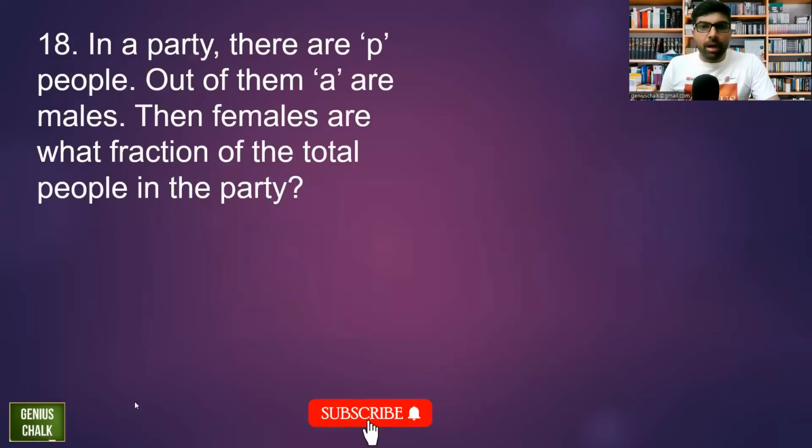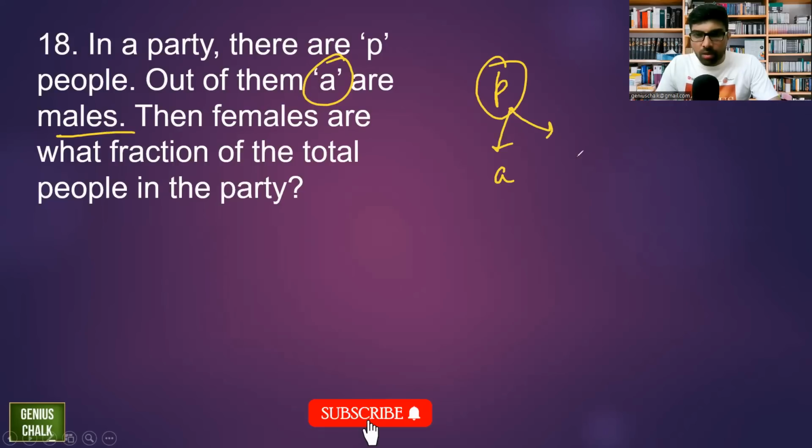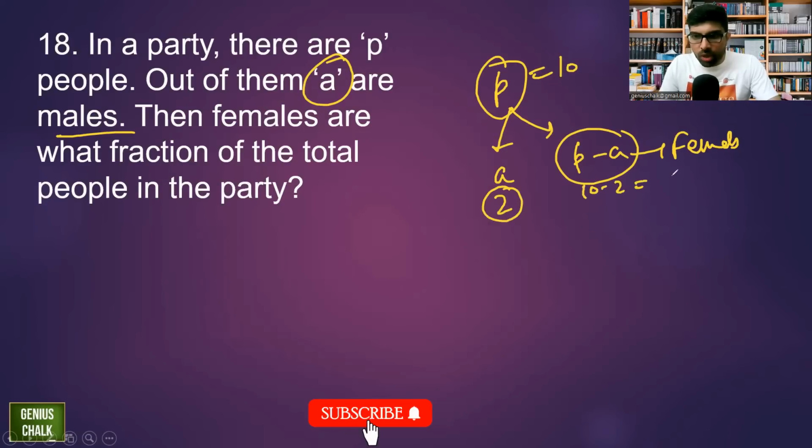Next question. In a party, there are P people. So there is a party. There are P people. Out of them, A are males. So A are males. That means P minus A must be females, right? You can take this example. Let's say there are 10 people. 2 are males. That means 10 minus 2, 8 must be females. So what is asked? Then females are what fraction of the total people in the party?